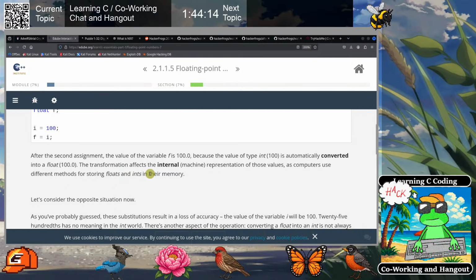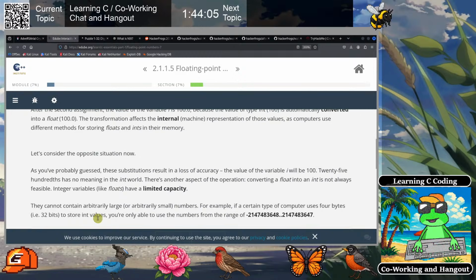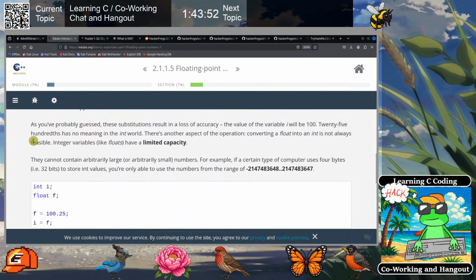The transformation affects the internal machine representation of those values, so computers use different methods for storing floats and ints in their memory. Let's consider the opposite situation now. As you've probably guessed, these substitutions result in a loss of accuracy. The value of the variable I will be 100. 25 hundredths has no meaning in the int world.